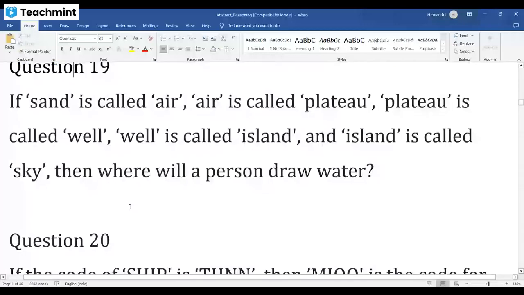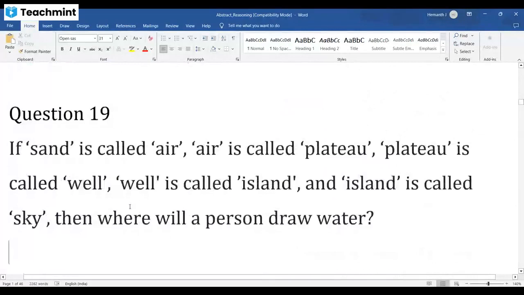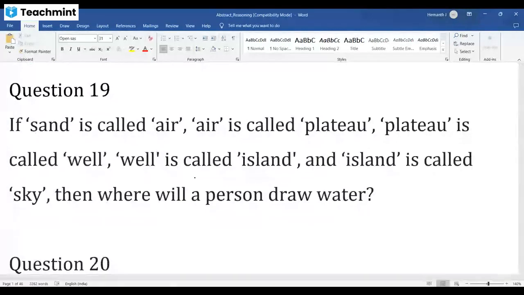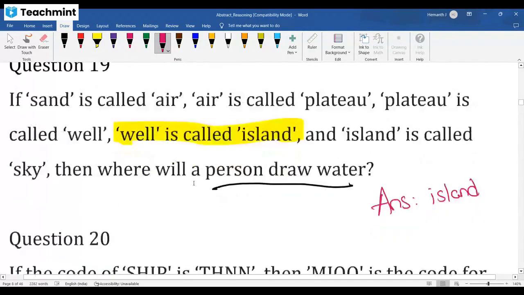Now see this. If sand is called air, air is called plateau, plateau is called well, okay, and island is all this. Where will a person draw water? A person draws water from a well. As well is called island, your answer should be what? Answer must be island. Last line you need to read, and what is the related word and what is called island. Very good.